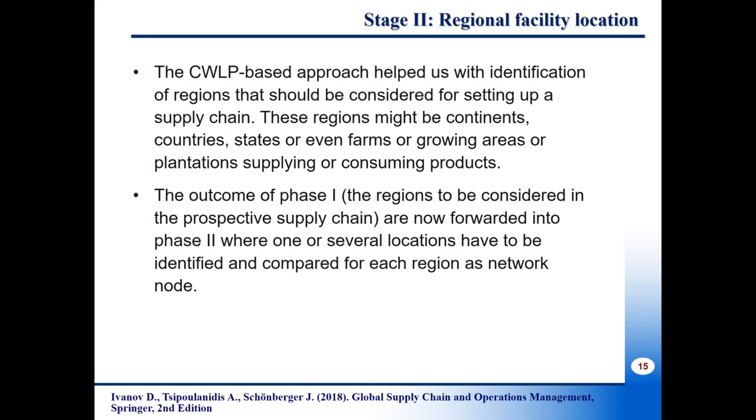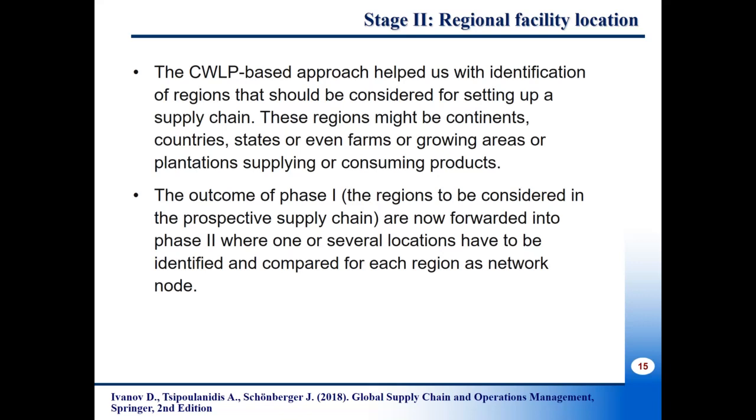According to the location planning scheme outlined in the slide of Supply Network Design Framework, the outcome of phase number 1, those are regions to be considered in the prospective supply chain design, are forwarded into phase 2, where one or several locations have to be identified for each region as network node.